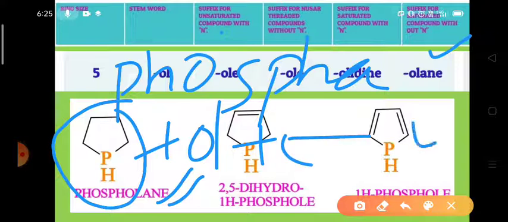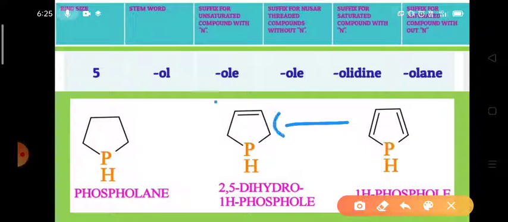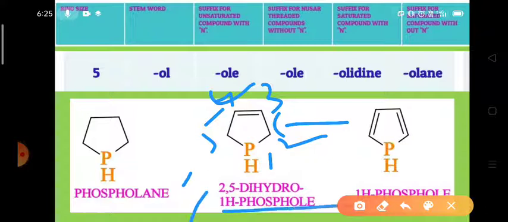And this one is phosphol. Sorry, here hydrogen is there at the first position, so we call it 1H-phosphol. 1H-phosphol. And this one is considered as the reduced form of the 1H-phosphol. So how we have to name 1, 2, 5-trihydrophosphol. We can give the name like this: 1,2,5-trihydrophosphol, or 2,5-dihydro-1H-phosphol. Either way we can call it.